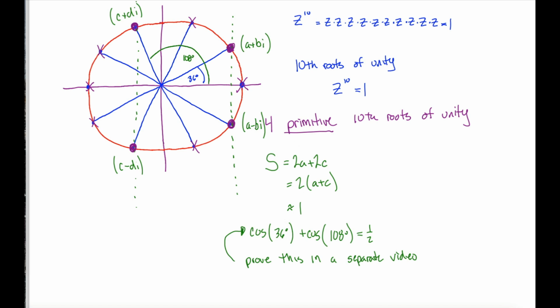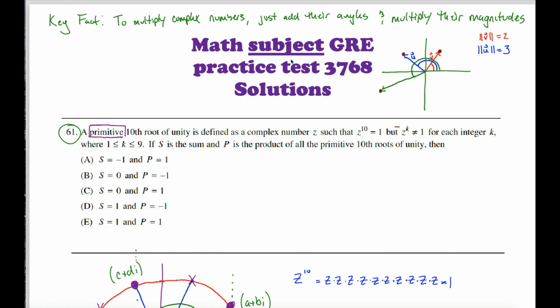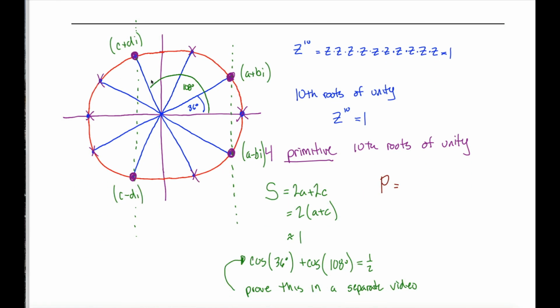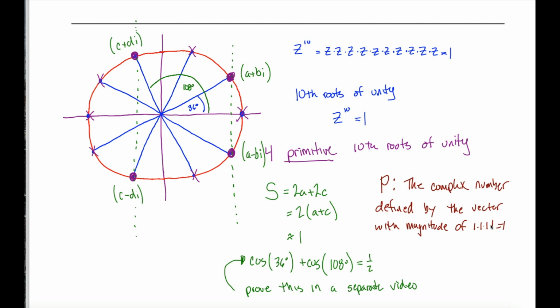To answer this question, all we've got to do is determine what P is equal to. Well, that's easy enough. P is just the product of these complex numbers, and we started this video talking about how we multiply complex numbers. We have to add the angles, and then we have to multiply the magnitudes. Well, the magnitudes are easy. Those are all equal to 1 because we're on the unit circle. So maybe P is the complex number defined by the vector with a magnitude of 1 times 1 times 1 times 1, in other words 1, and a direction of this angle plus this angle plus this angle plus this angle.